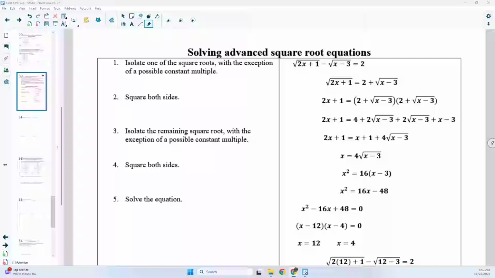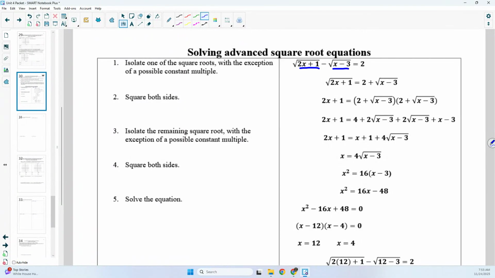So we're on the second half of page 30. We're probably going to do page 31 in this video as well, and we're going to be looking at solving advanced square root equations. So an advanced square root equation means a square root equation has more than one square root in it.